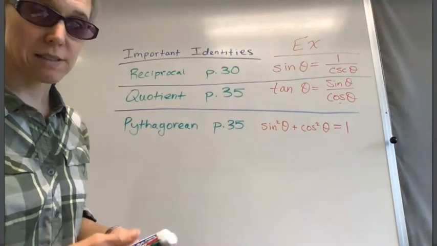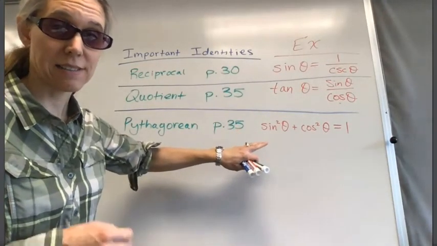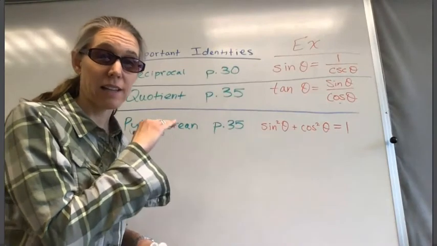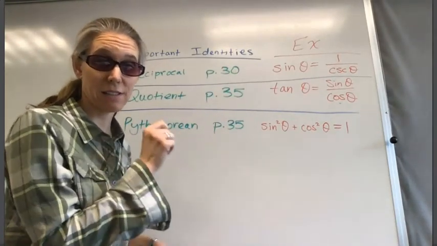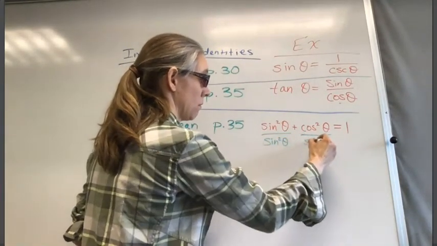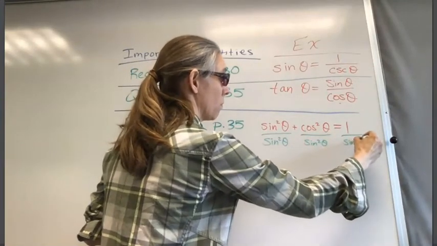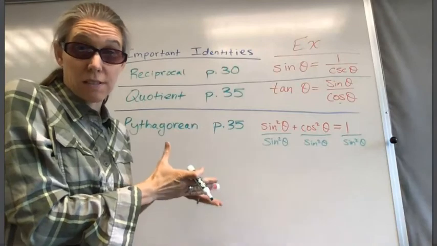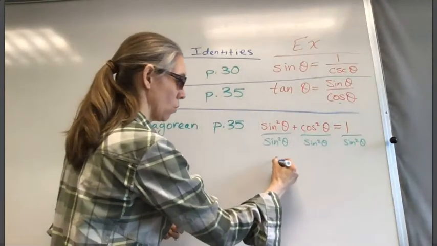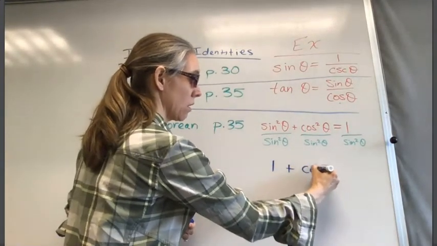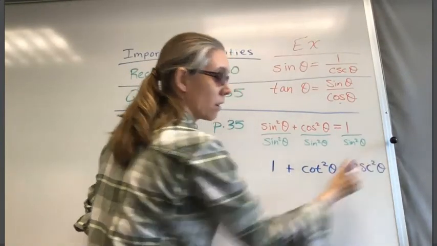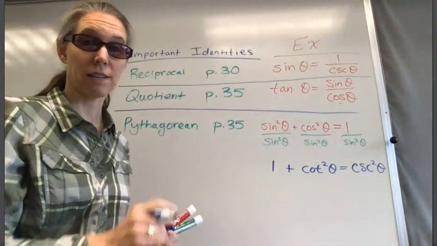So what I mean is that if you take this original identity, sine squared theta plus cosine squared theta is equal to 1, and you go through and you divide each term by sine squared of theta, which you can do because it's an equation, what is the resulting equation? 1 plus cotangent squared is equal to cosecant squared. So that is another one of the identities.